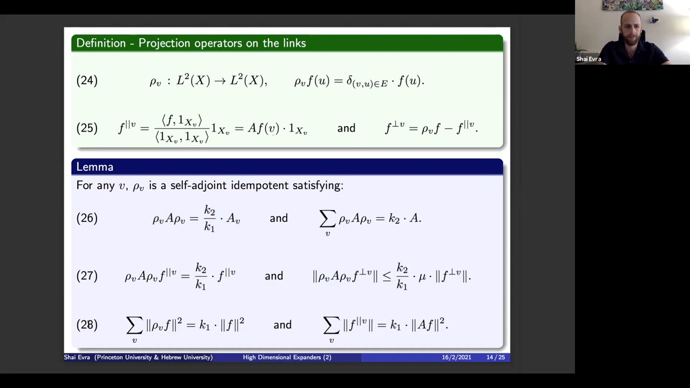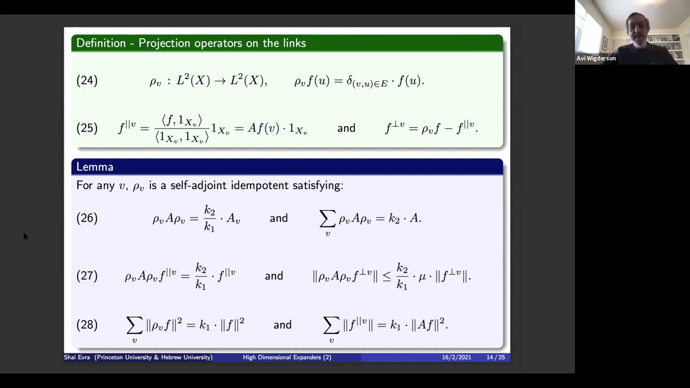And also fact number 28, just summing it up. So the left-hand side of 28 is a simple summation argument. And the right-hand side uses this key observation: given a function f, if you sum over all the parallel components of f with respect to each vertex, you get this identity.